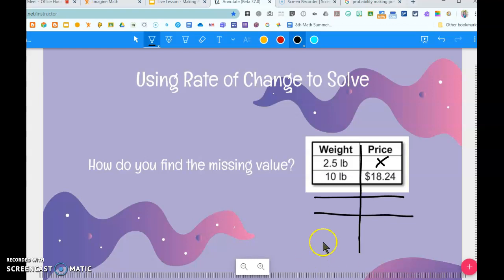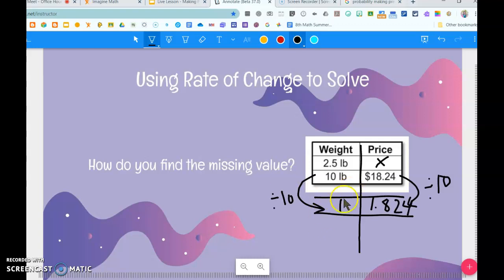Okay, so I personally can't figure out what I would multiply 2.5 by to get 10. I'm not that great at my multiplication facts, but I do know that I can go down to 1 pound very easily by dividing by 10. So if I divide this by 10, can I divide this by 10? Yeah, 10 is one of the easiest ones to divide by because you know that it just relocates your decimal. So then this would be 1.824.